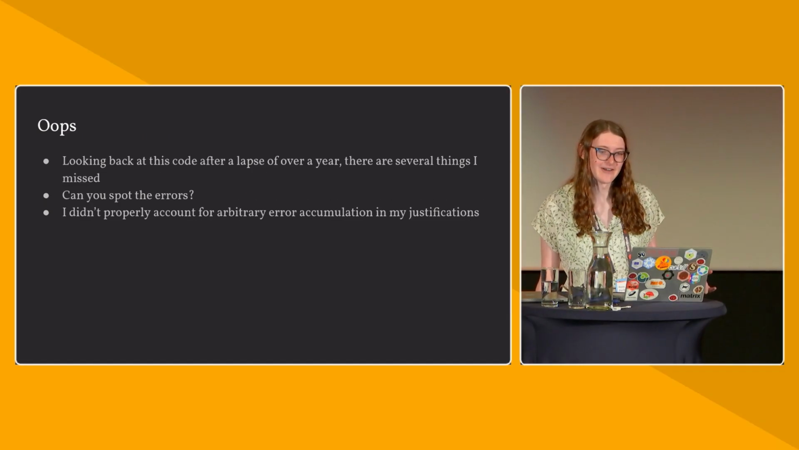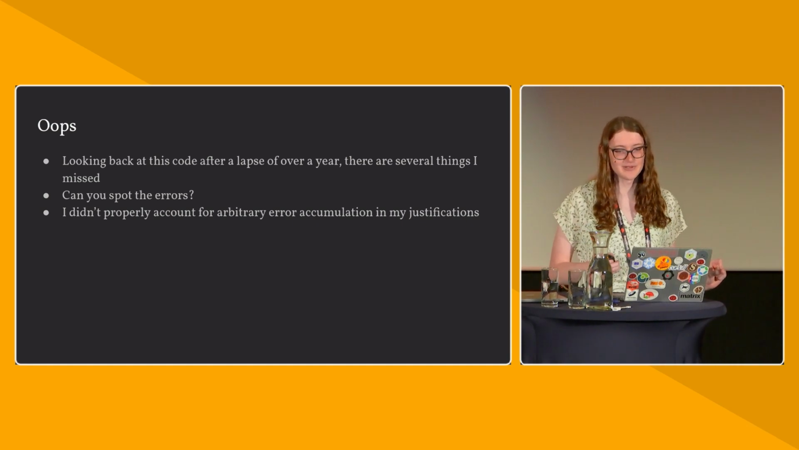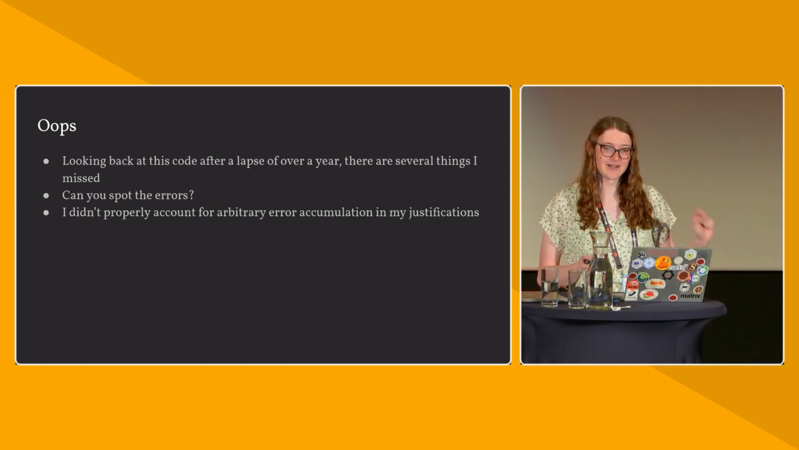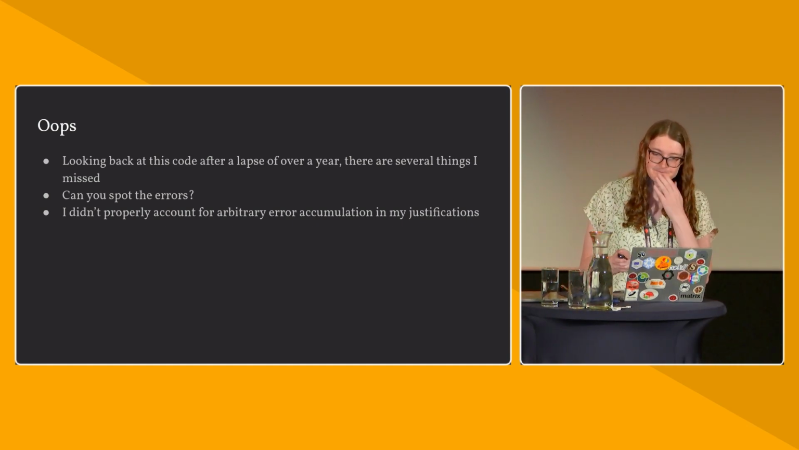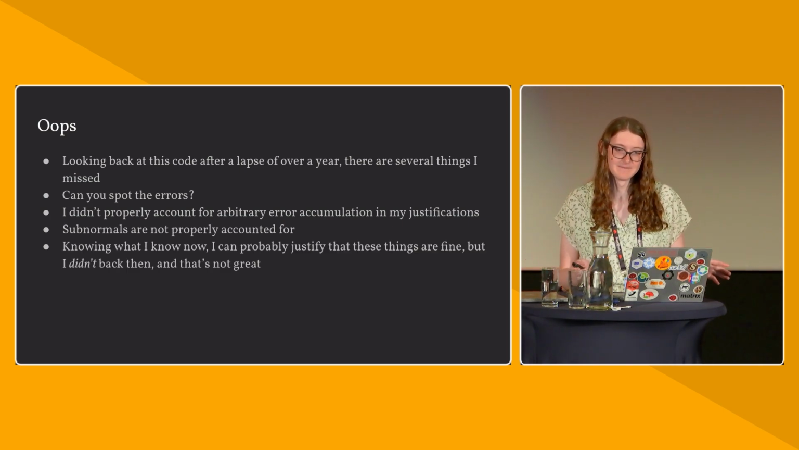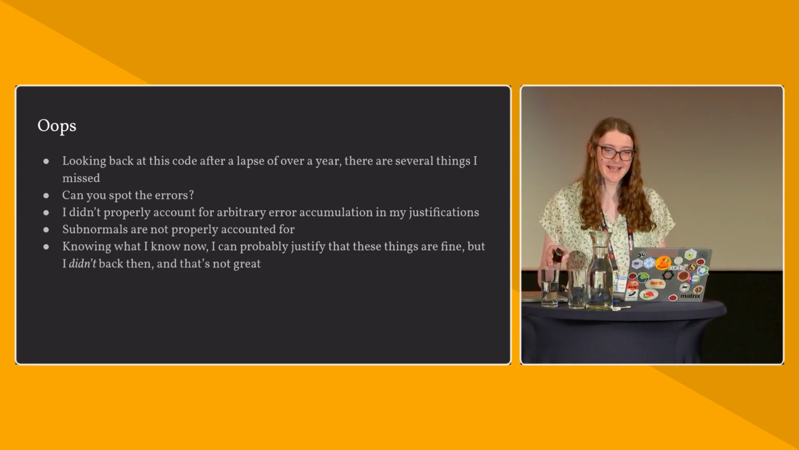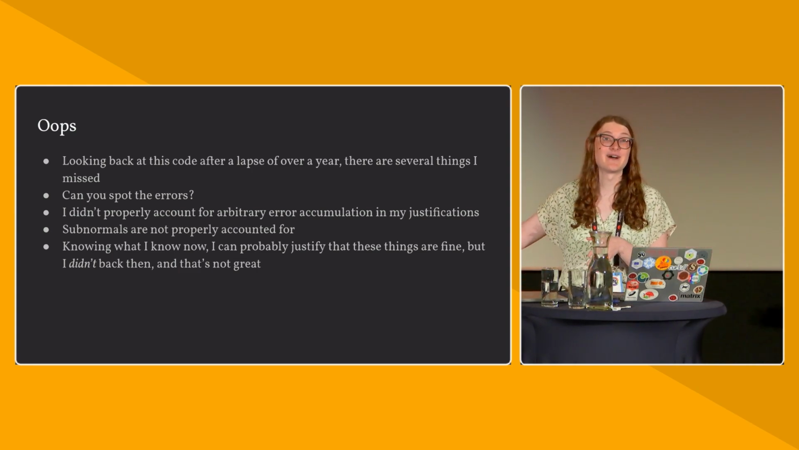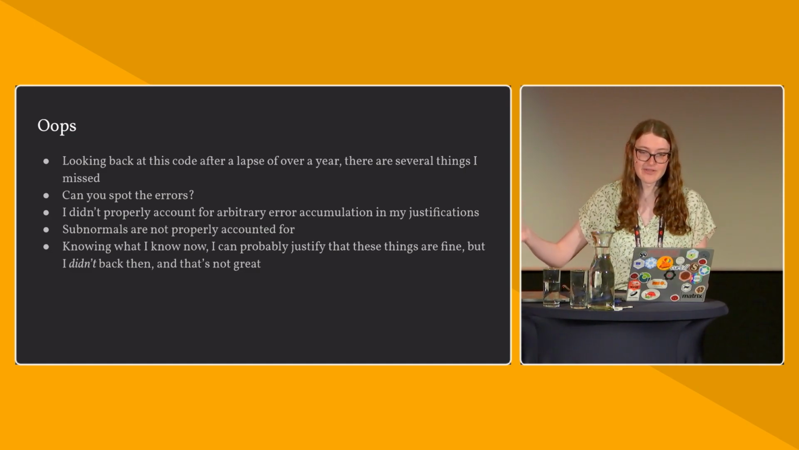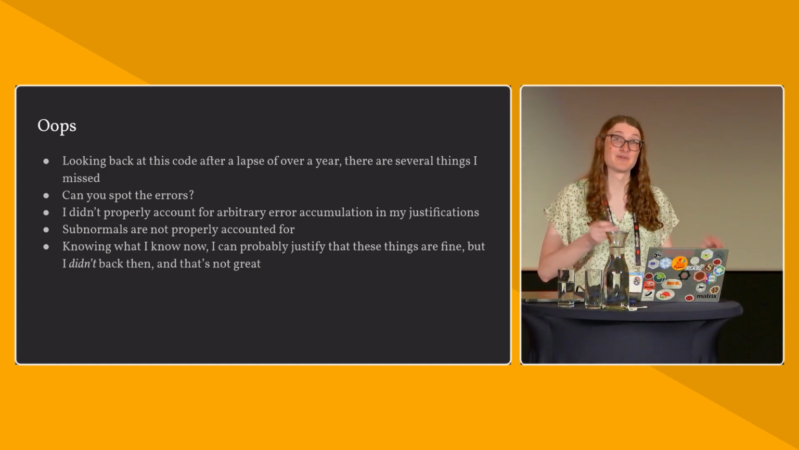The main thing that I noticed was that I didn't really account for arbitrary error accumulation properly when I wrote it back then, and I also didn't really account for subnormals. I can get into this if people are curious, but I'm going to keep moving. Knowing what I know now, I could probably justify that all of these issues are actually fine. I still stand by the hash implementation that I wrote. I don't think that there is a problem with the code. I think the problem was in my proof.